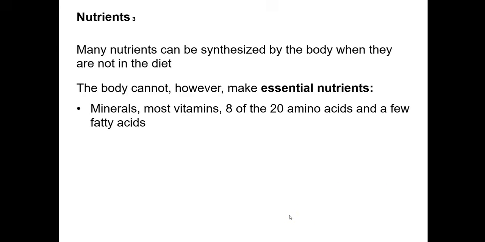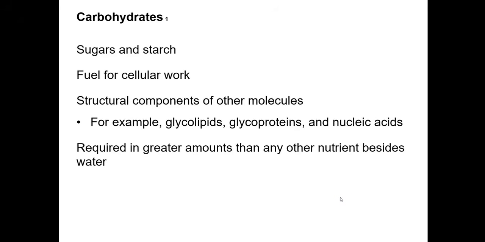Now, there are some nutrients that can be produced by our bodies whenever we do not consume them in our diet, but there are some called essential nutrients that we cannot produce. And so these are ones we have to get from our diet. These include minerals, most of the vitamins, many amino acids as well, which are the building blocks of proteins, and a few fatty acids. So those we would have to consume in our diet. We would not be able to produce those on our own.